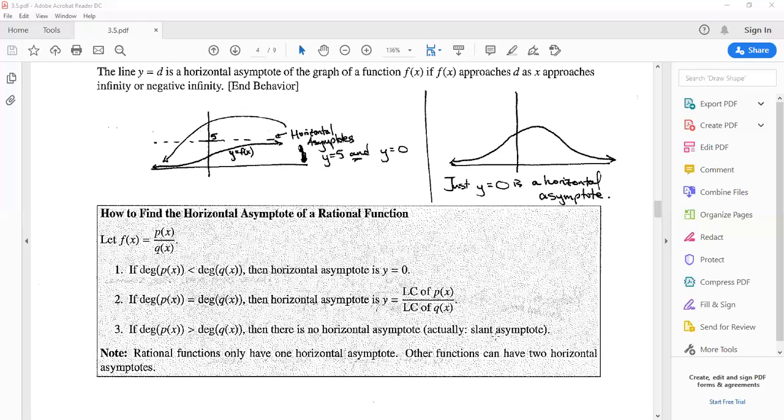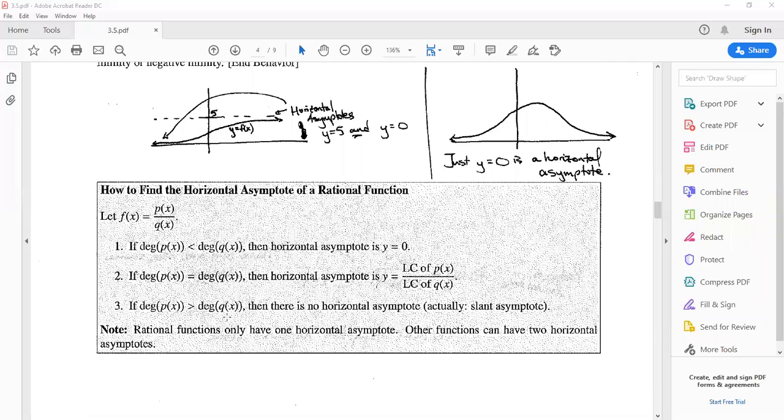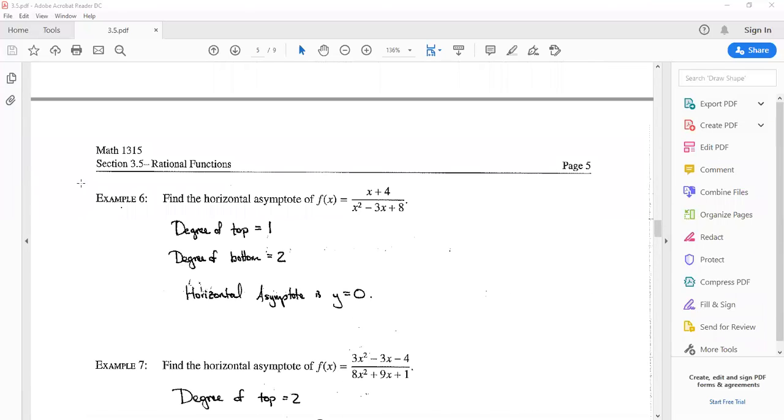The notes say here that there is actually a slant asymptote. What I think of as a slant asymptote is a line which is not a horizontal line, so it's a line with non-zero slope. And we will have one of those, but only in the case when the degree of the numerator is exactly 1 more than the degree of the denominator. We will see an example of this before this video is over. As we said, rational functions have only one horizontal asymptote. So maybe we'll do some examples now and determine what some horizontal asymptotes of some rational functions are.